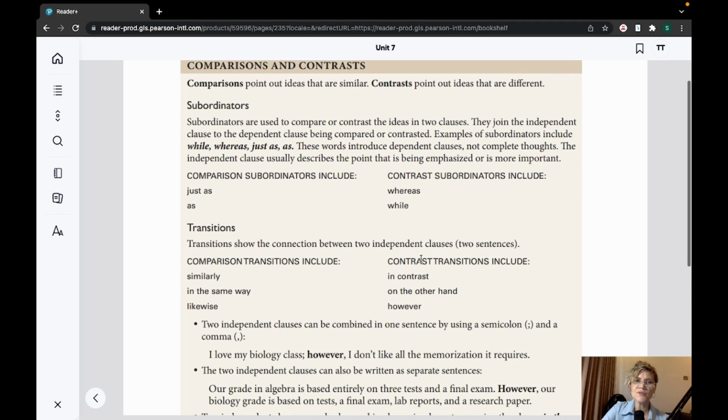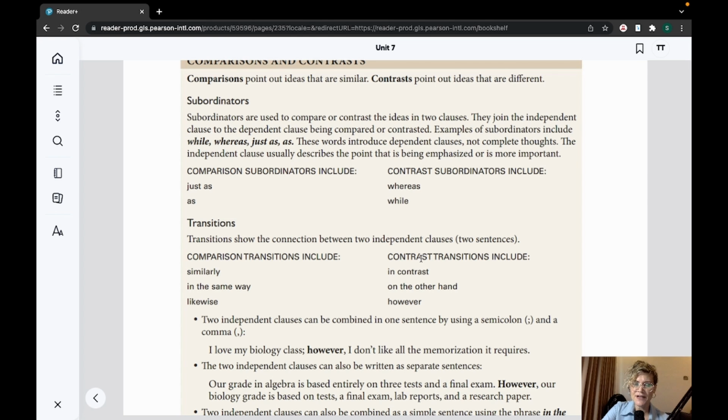So, comparisons point out ideas that are similar, whereas contrasts show what is different. Subordinators are used to compare and contrast the ideas into clauses. So they join the independent clause to the dependent clause being compared and contrasted.